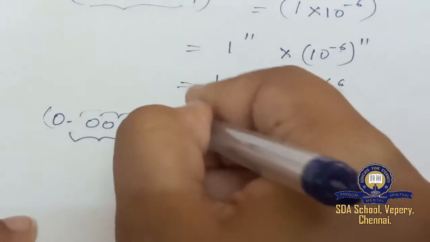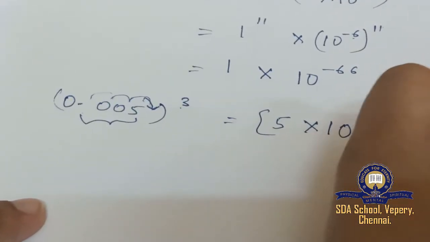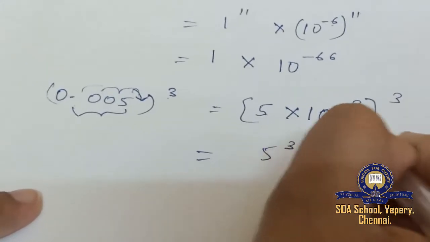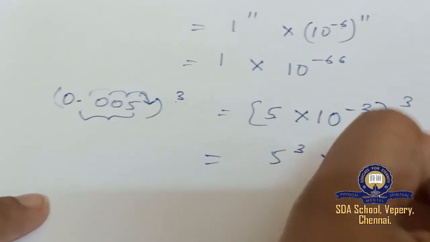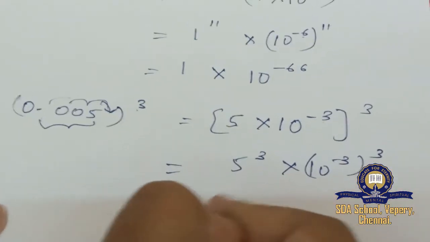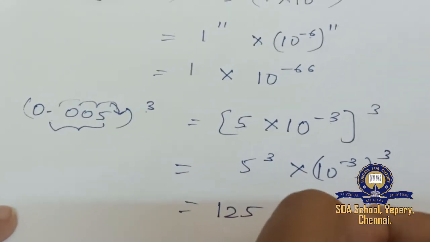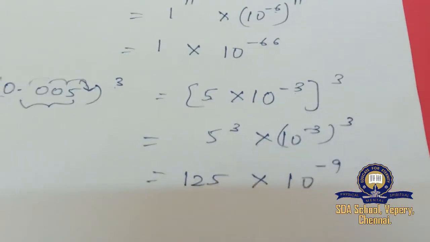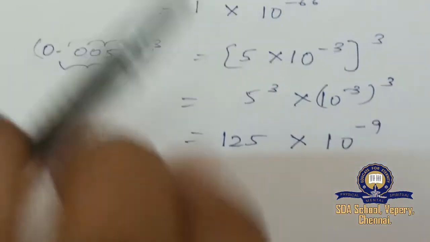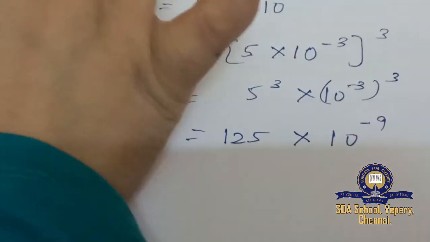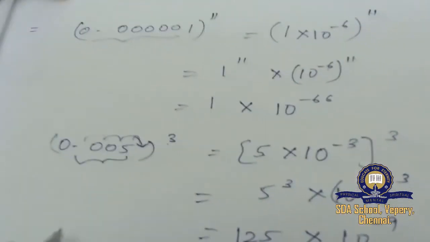Now I have this whole power 3, no? Let me write again. 5 cube into 10 power minus 3 the whole cube. Got it, students? What is my 5 cube? It is 125 into 10 power minus 9. Understood till here, isn't it? Okay, now let me write it down in the given question.